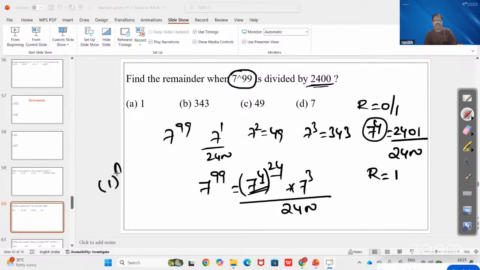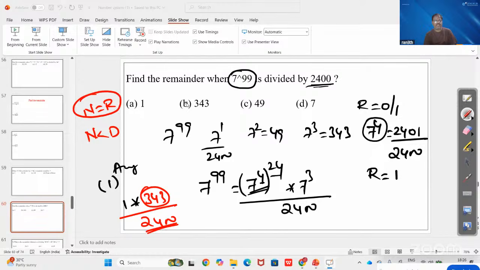1 power any value will be equal to 1 only. 1 into 7 cube will be equal to 343, divided by 2400. Again here 343 is less than 2400. The numerator is less than the denominator. Whatever the numerator we are having, that will be the remainder. So the answer will be equal to 343.